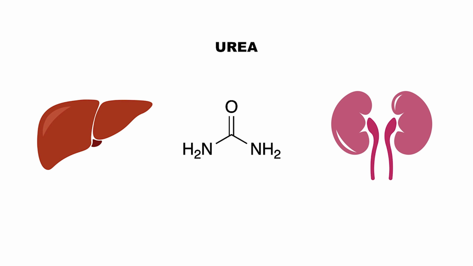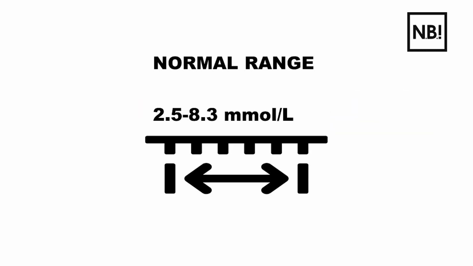Urea is the end product of amino acid metabolism, which is formed in the liver and excreted by the kidneys. Its concentration in the blood is a sensitive indicator of renal function, hydration status, and protein catabolism. The normal reference range for serum urea is 2.5 to 8.3 millimole per liter.